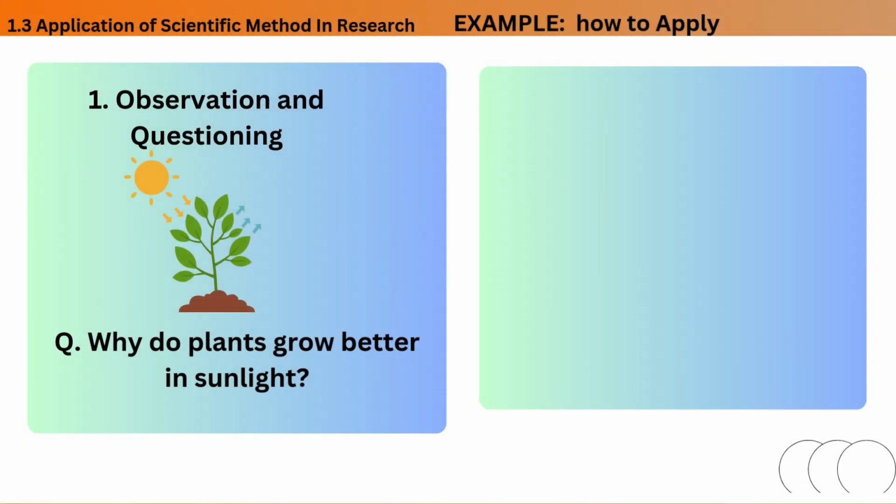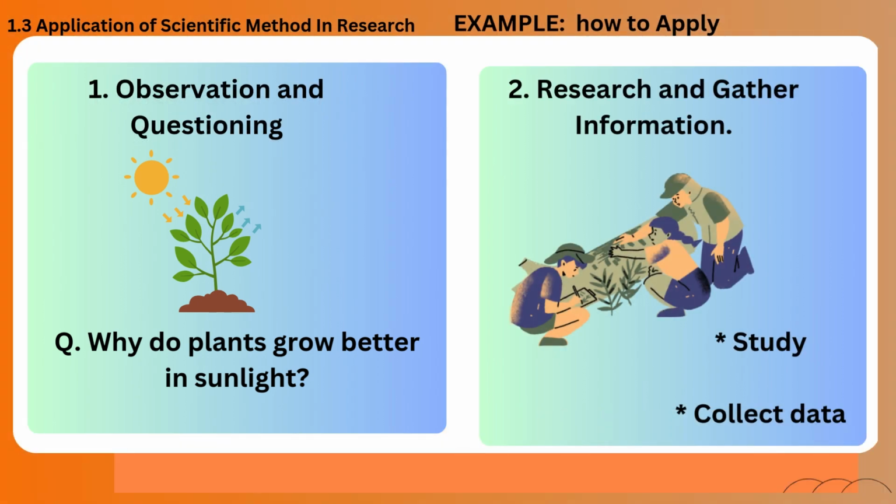The first step, observation and questioning. So we observe and we have one question. For example, why do plants grow better in sunlight? So this is our question. So the next step comes the research and data collection, like studying and reading how plants use sunlight for growth, and then collection of data through reading, surveys or experiment.